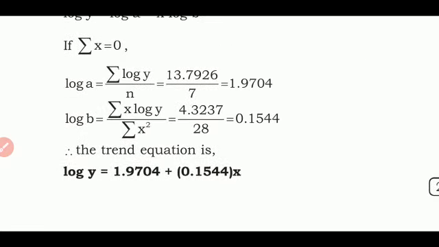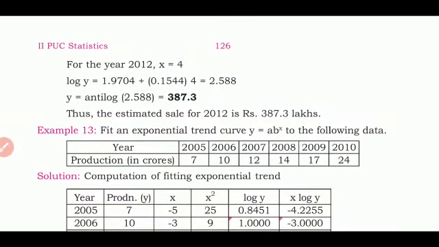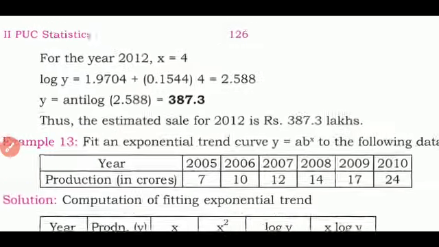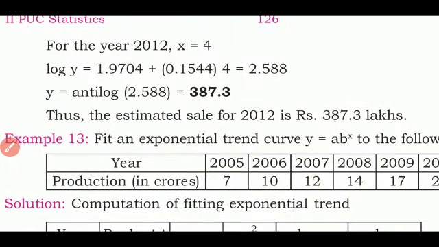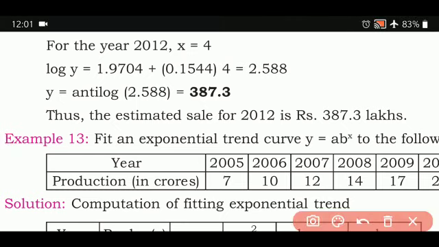We will solve one more example to make things easier. Here it's a continuation. We found out the logarithm values. Now for the year they have asked us to estimate. For the year 2012, x value is equal to 4. So in that same trend equation you write these values and put the value of x, then simplify this particular term. You get the value 2.588, and finally the final answer y you will write as the antilog. You take the antilog of 2.588.